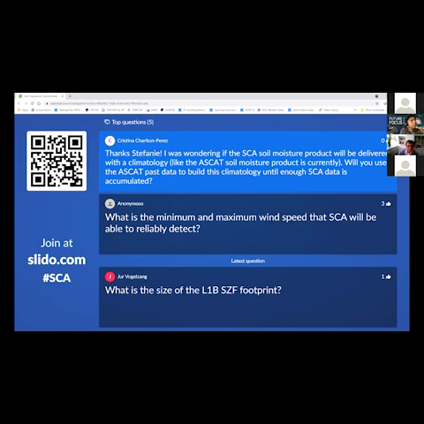Okay, maybe this is an add-on question to that. During the commissioning, you will have a validation between the current ASCAT and the new SCA level. And it's not going to be just happening at the commissioning phase. It's going to happen through the mission. But during the commissioning, you will have a validation. You will have to produce a validation, so for the reliability of the product.